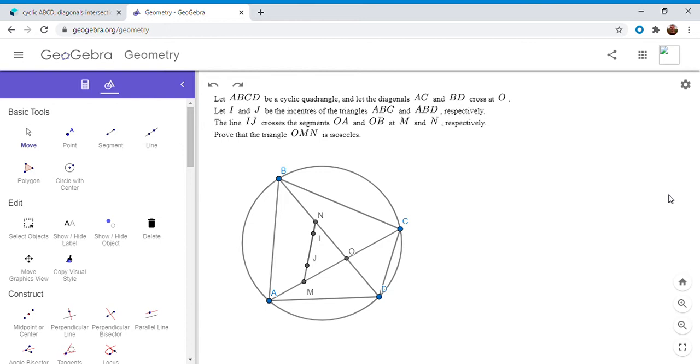So we have a cyclic quadrilateral ABCD, and the diagonals AC and BD meet at O. I is the incenter of ABC, and J is the incenter of ABD. And IJ meets OA at M and OB at N, and we want to show that triangle OMN is isosceles. Okay, so this is pretty interesting.